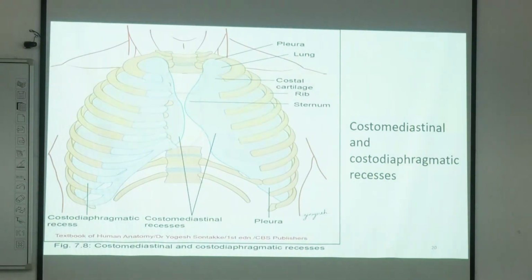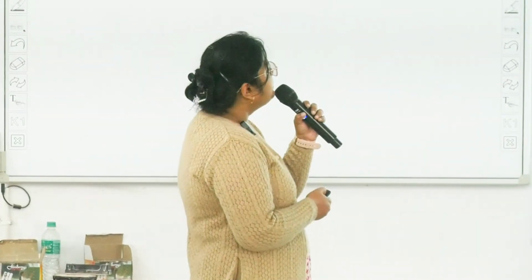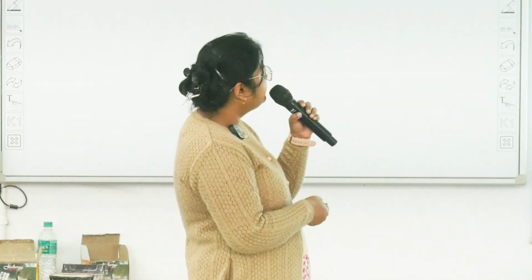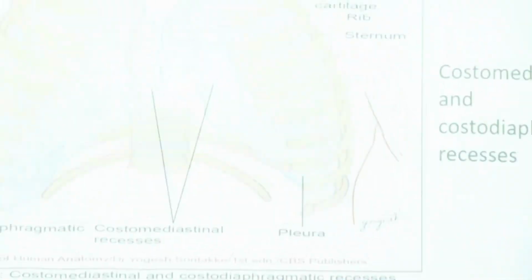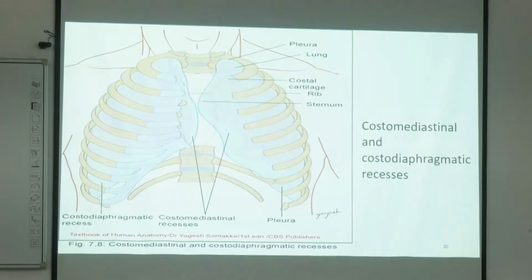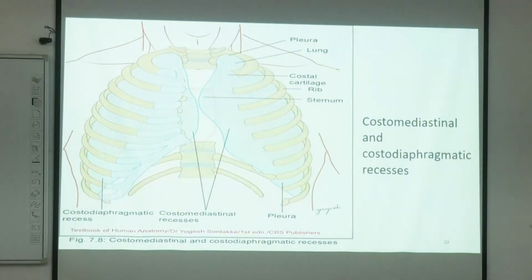Now the recesses of the pleura. There are two main recesses of the pleura, costodiaphragmatic recess and costomediastinal recess. See here, these recesses are enlarged spaces within the pleural sac. Costodiaphragmatic recess, in this part, lies between the diaphragmatic pleura and the costal pleura. And here is the costomediastinal recess. It lies between the costal pleura and the mediastinal pleura.